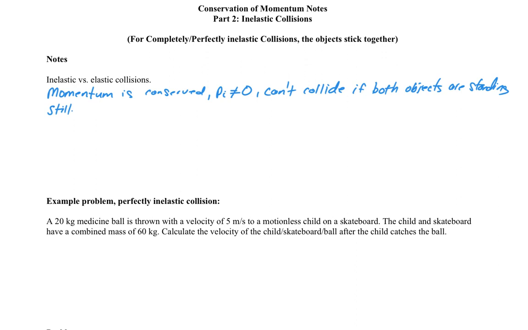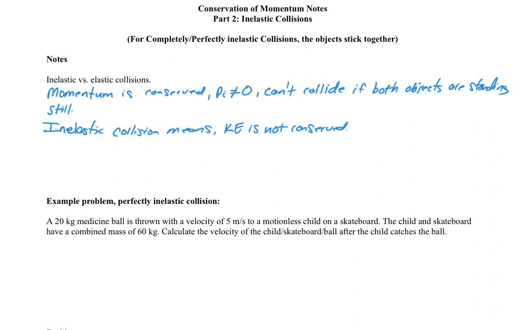We're going to see that there are two different types of collisions, really a couple more than that, but we're going to stick to differences for right now between elastic and inelastic collisions. We're going to start by looking at inelastic. So an inelastic collision means that even though momentum is conserved, kinetic energy is not conserved.